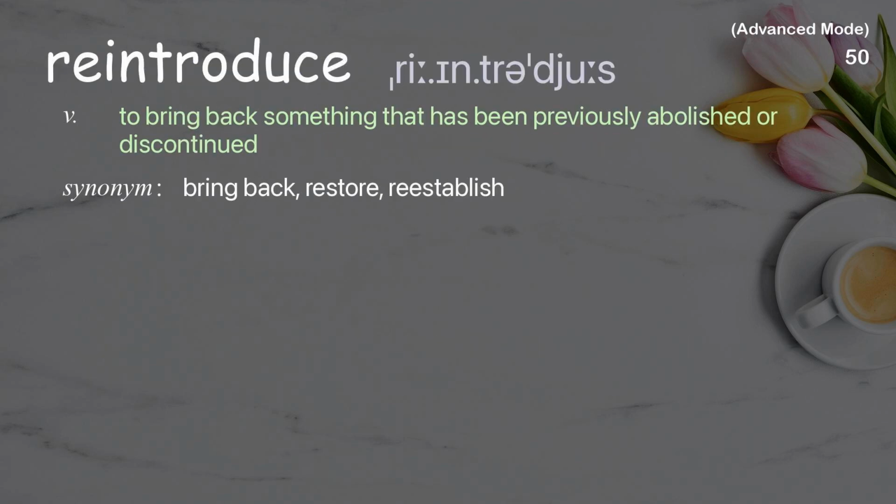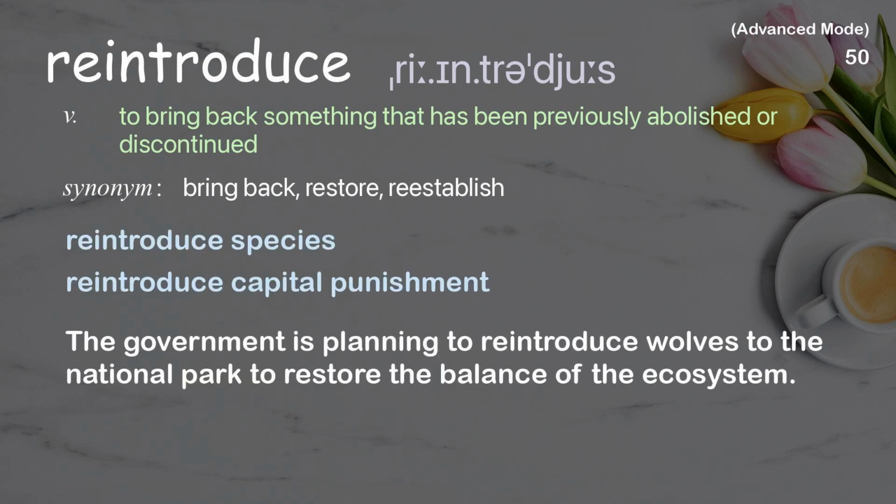Reintroduce. To bring back something that has been previously abolished or discontinued. Examples: reintroduce species, reintroduce capital punishment. The government is planning to reintroduce wolves to the national park to restore the balance of the ecosystem.